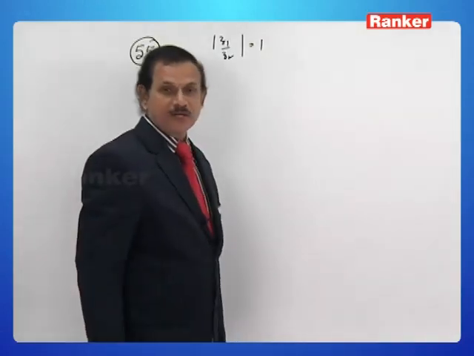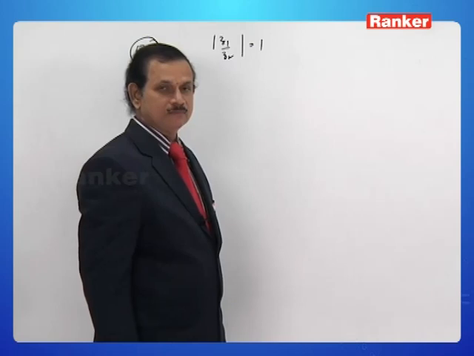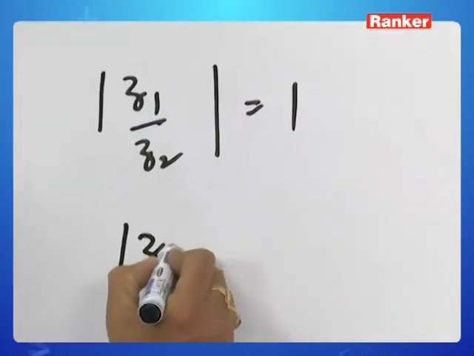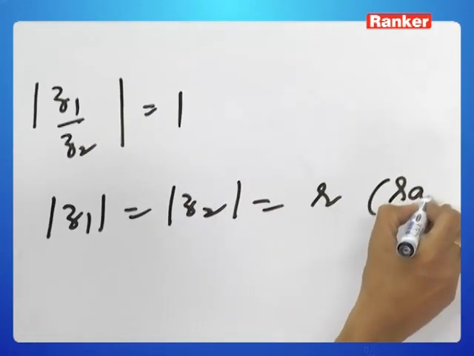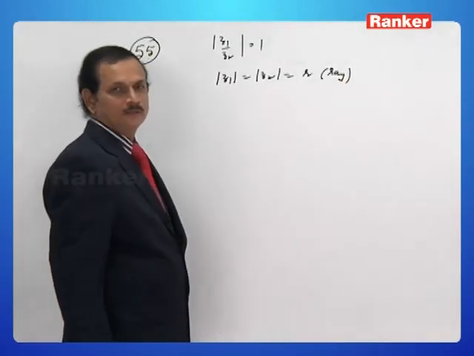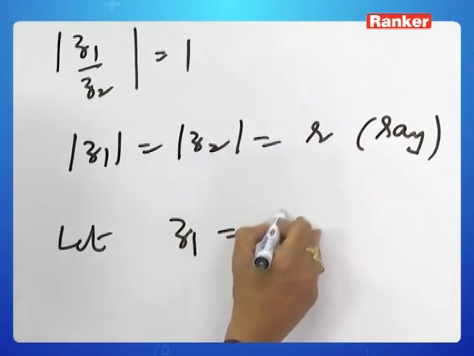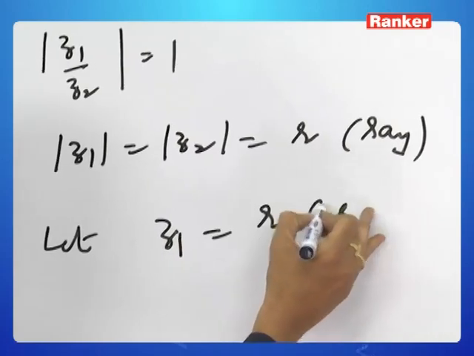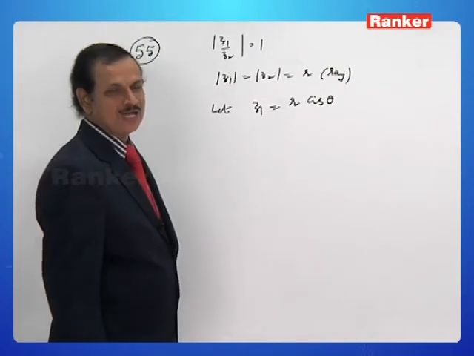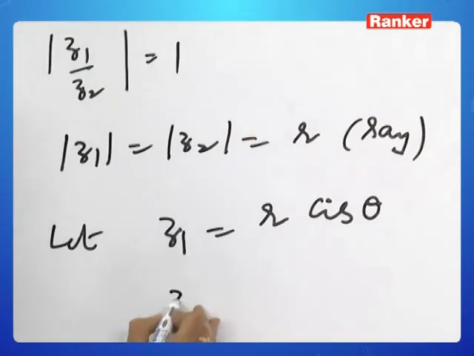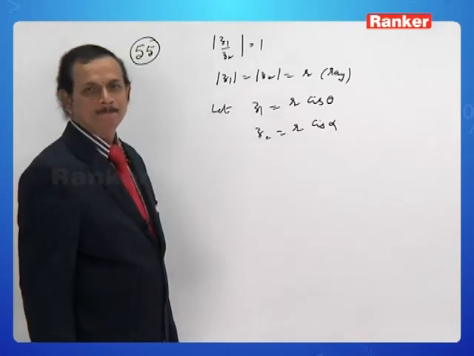Mod Z1 by Z2 is equal to 1. That is, mod Z1 by mod Z2 is equal to 1. That is mod Z1 is equal to mod Z2 is equal to R, say. Let Z1 is equal to small r into cis theta, and Z2 is equal to small r into cis alpha.